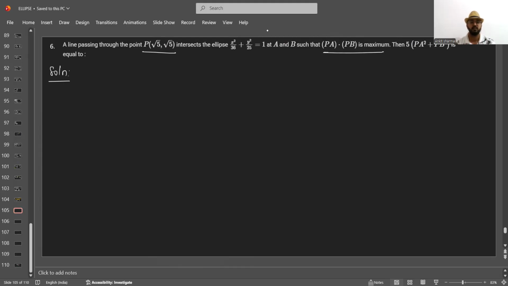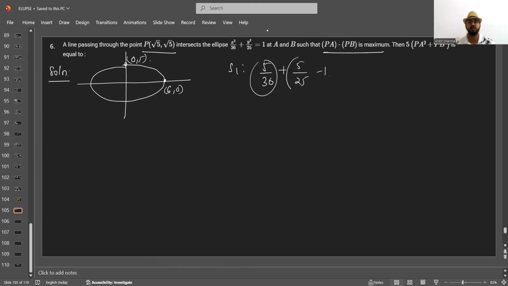Of course, let's take an ellipse here, like this. And now we are saying that there is a point P, root 5 comma root 5. So let me place these values here. This is 6 comma 0. This is 0 comma 5. So S1 I'll check. S1 is 5 over 36 plus 5 over 25 minus 1. This is less than 1, and they both don't add up to more than 1. That means this is negative, so root 5 comma root 5 is lying inside the ellipse.